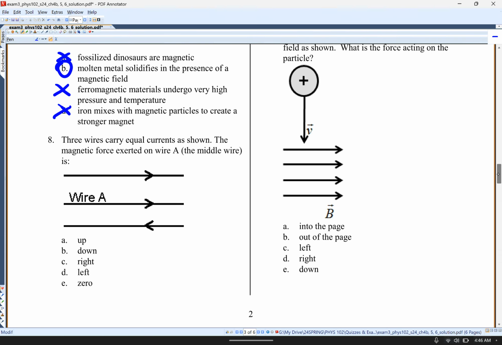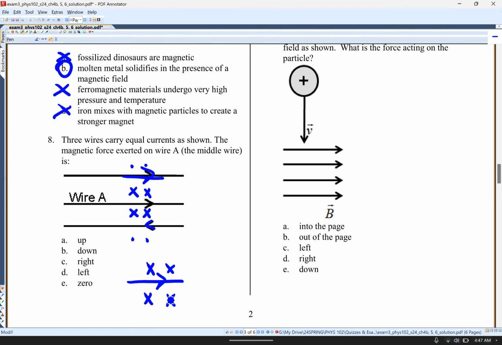Three wires carry equal currents. The magnetic force exerted on wire A. Okay, so I need to do two things. I need to first figure out what is the magnetic field generated by these wires. Well, due to this one, it's going to be into the page and out of the page. And then due to this one, into the page and out of the page. So in the middle, I have a wire that has a current in that direction sitting in a magnetic field in that direction. So I want to know now the magnitude of the force or the direction of the force.